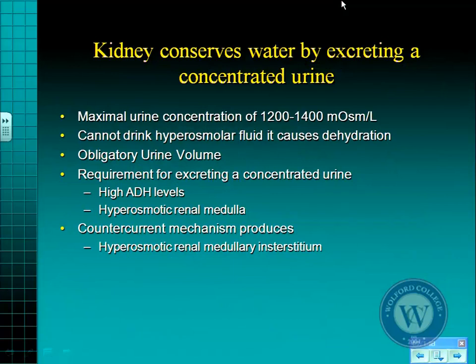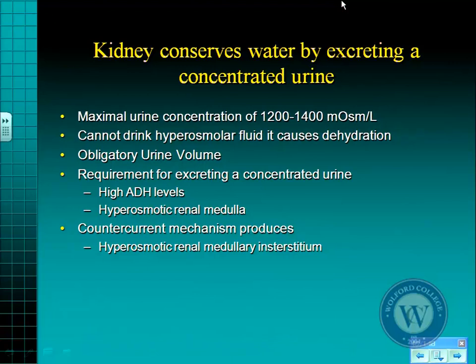On the other hand, what happens if you want to concentrate urine? You can maximally concentrate your urine to about 1,200 to 1,400 milliosmoles per liter. Most of us will do it to 1,200 milliosmoles. Very few people can routinely reach 1,400 milliosmoles. You cannot drink hyperosmolar fluid because it causes dehydration. And you have what's called an obligatory urine volume that you must be removing in your urine, usually around 30 cc's an hour for an adult male. For an adult female, it's around 20 to 25.